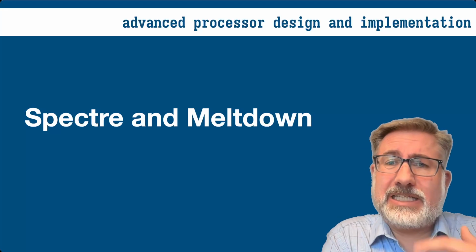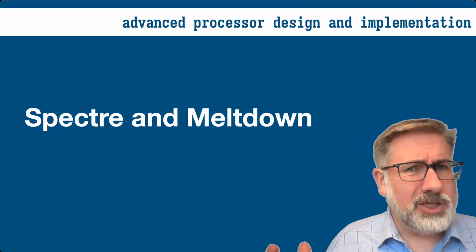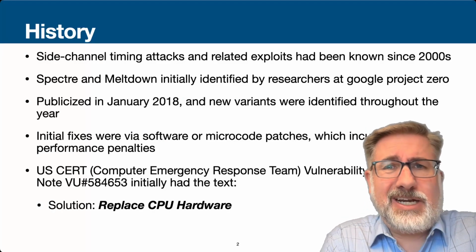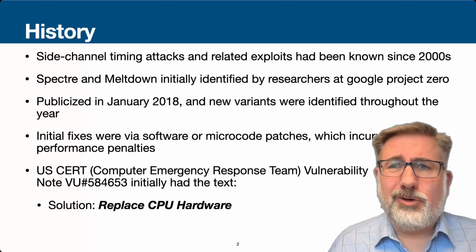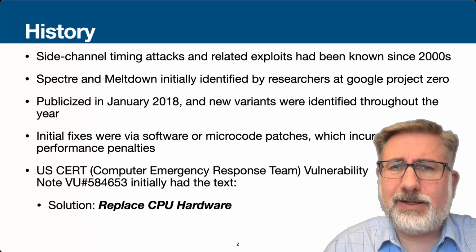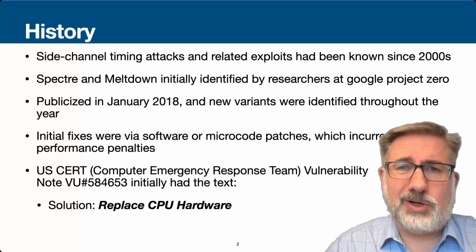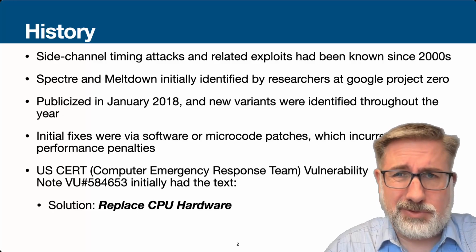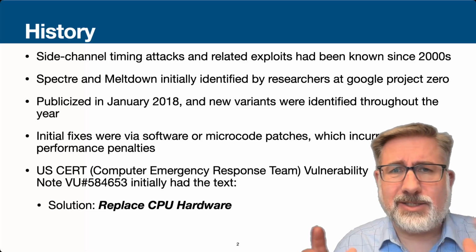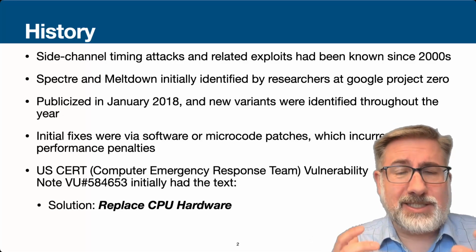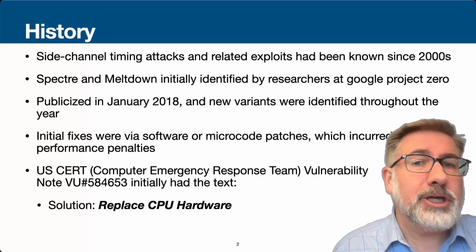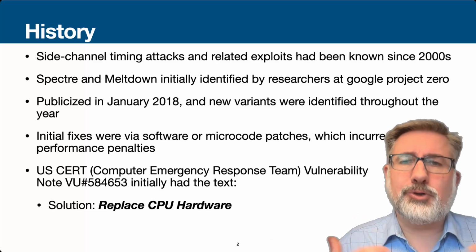But first I want to give a little bit of a history of it because it was really quite a big deal when this was discovered. It was discovered in about 2018, somewhere in there. Although these kind of timing attacks that Spectre is based on had been known for a while, this was a new one, and it was one that seemed to affect almost every computer. We'll talk about the details of what a side channel timing attack is and all that stuff in a little bit. But basically, the important thing here is that it was discovered by the good guys. People were looking for vulnerabilities to be able to patch them.